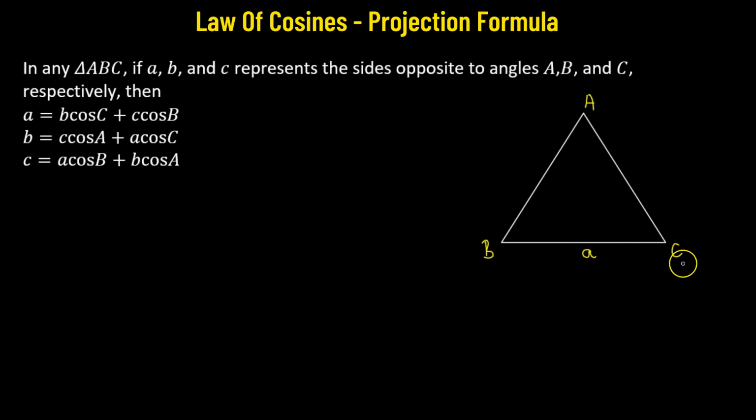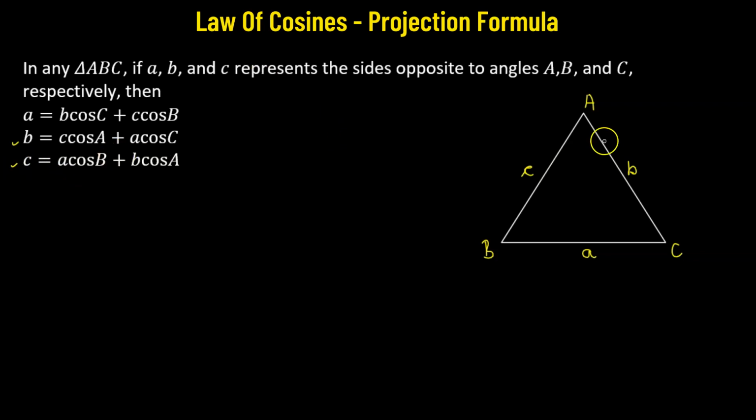Then the length of the side AC, which is the side opposite to angle B, will be represented by lowercase letter b. And the third side will be represented by lowercase letter c, and it's the side opposite to angle C. Then the projection formula states that the length of side a equals the projection of side b on BC added to the projection of side c on BC. So that means a will be equivalent to b cosine C plus c cosine B. Similarly, we can also find the values of b and c.